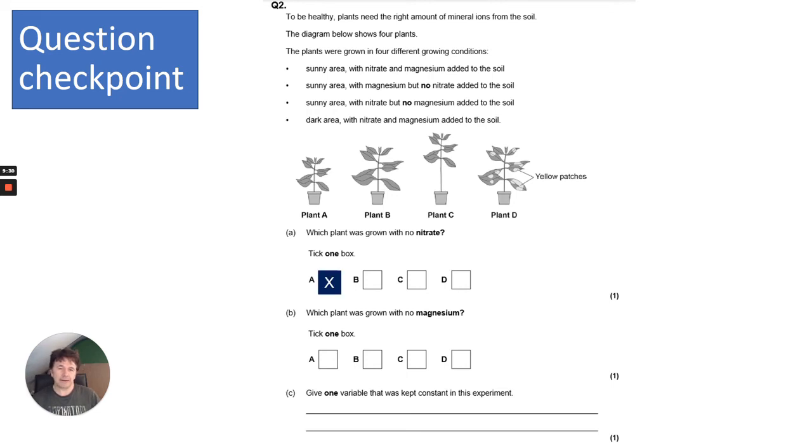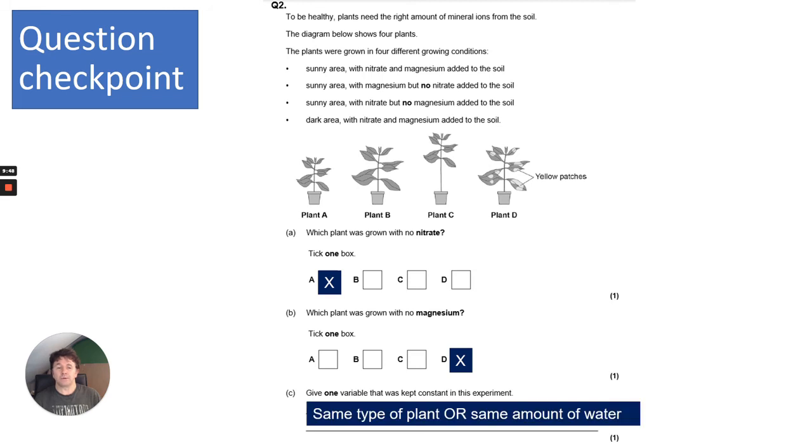So it will be plant A. Which plant was grown with no magnesium? Well, that's when you have yellow patches where there's no chlorophyll. So it must be D. And then give one variable that was kept constant. Okay, so obviously it wasn't the light, but what they might have kept the same is the same type of plant or the same amount of water.